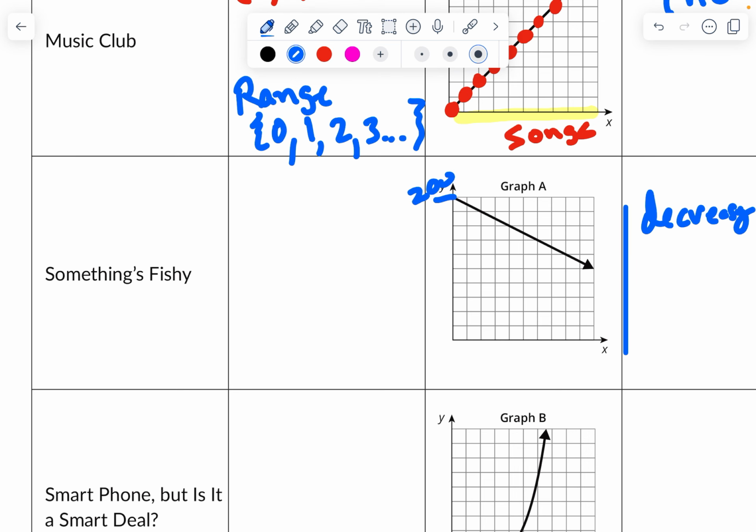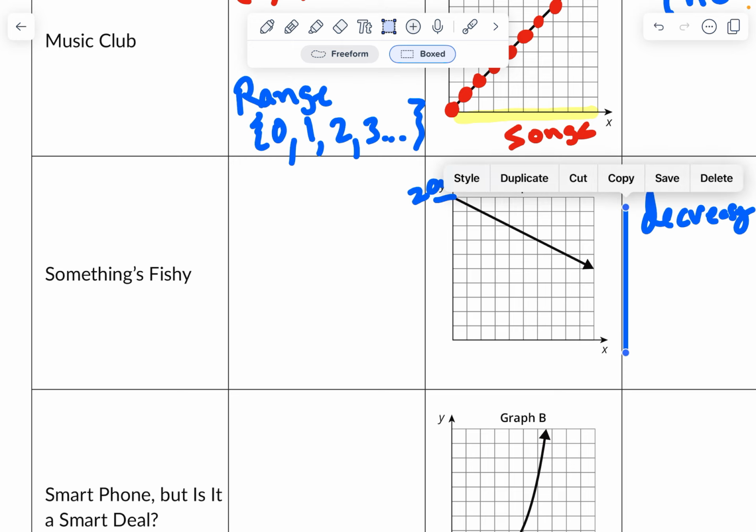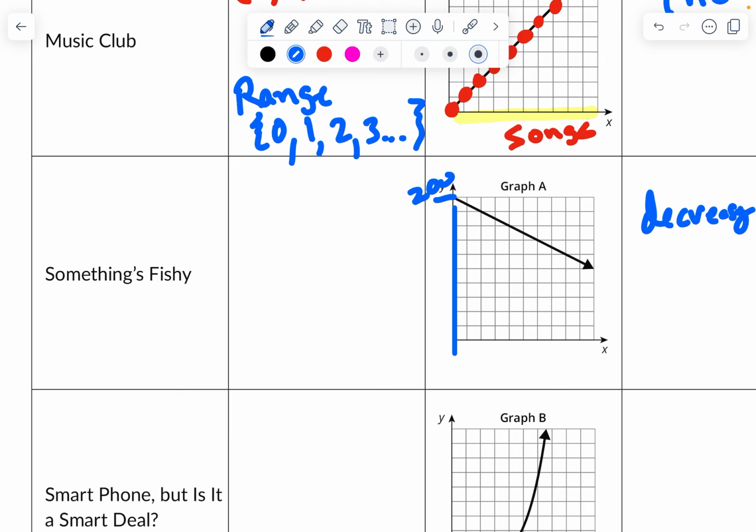So when I ask you what the domain is, the domain is going to be anything from, let's go back over to where it started. What's the smallest value on my graph? It should be 0 for the x value. Let's make this line to pick up, okay? 0 for my x value because my domain is down here on the x-axis.